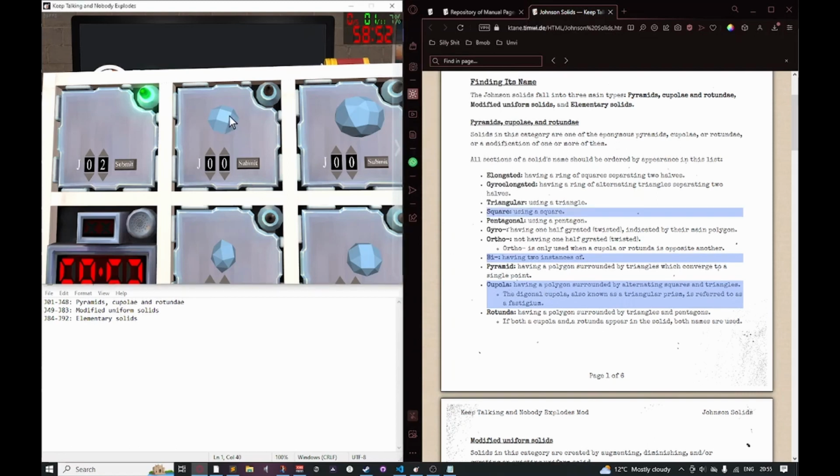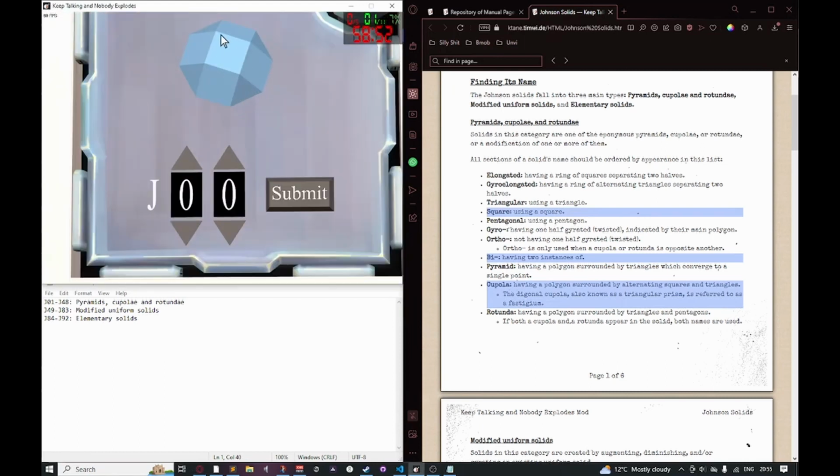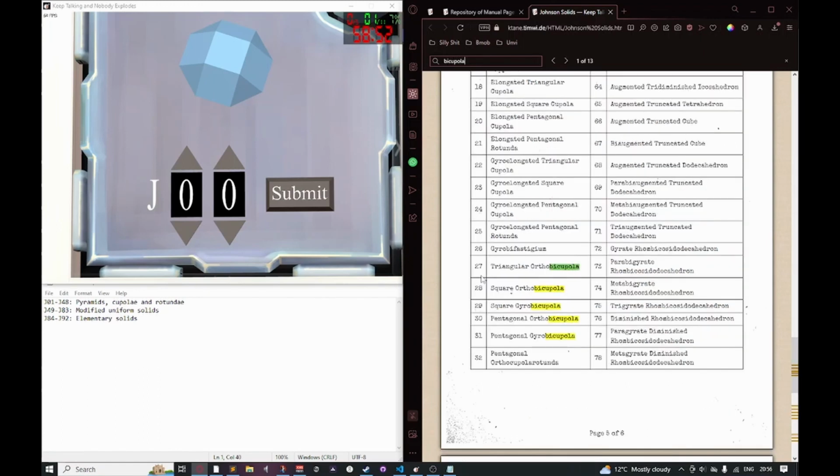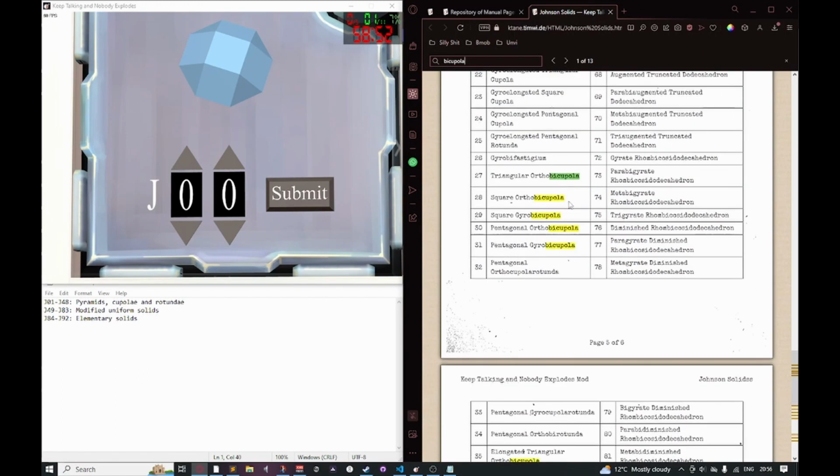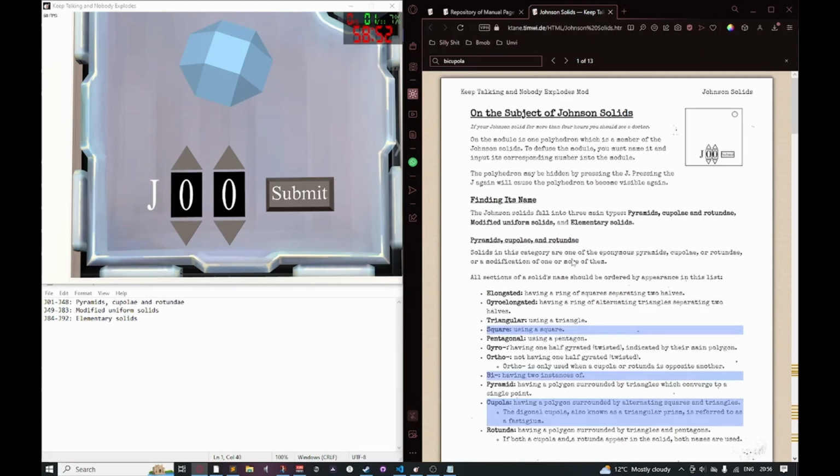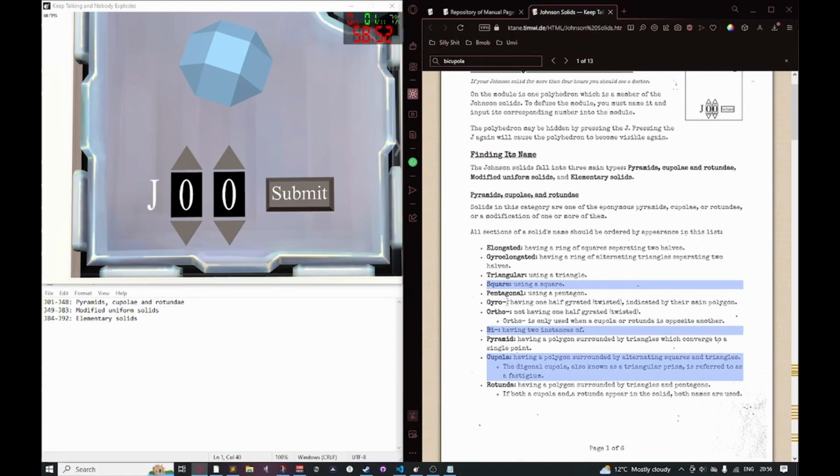It is square, as I said, because the main polygon, this polygon here, is a square. And if we search this up for our square bicupolas, we have 2 options. We have either an ortho bicupola or a gyro bicupola. So to figure out which one of these it is, we'll go to the definition of gyro and ortho.